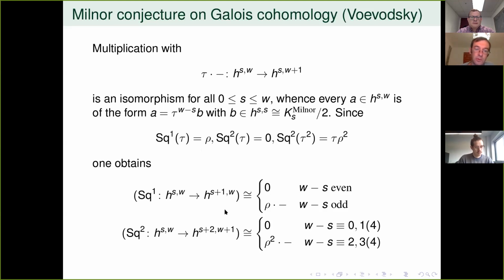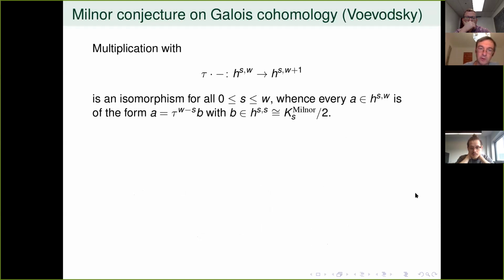And one can identify square one with multiplication by rho or with zero, depending on the parity of the difference of weight and simplicial degree. And square two is multiplication with rho squared, up to this identification with mod 2 Milnor K-theory, depending on divisibility by four of this difference of weight and simplicial degree. And this is interesting because, so I move back now.